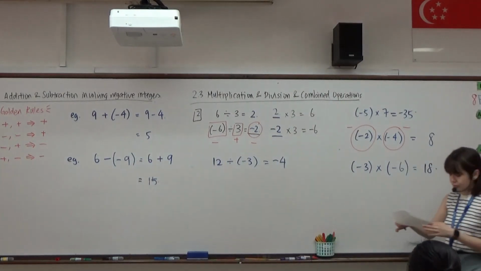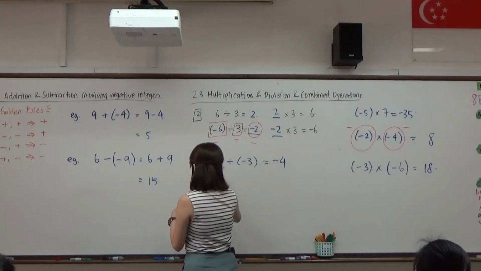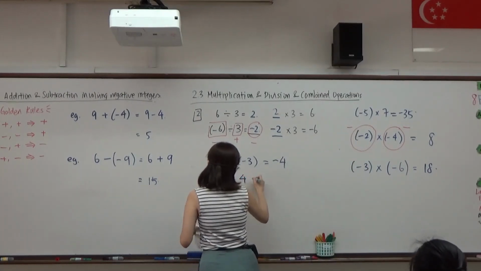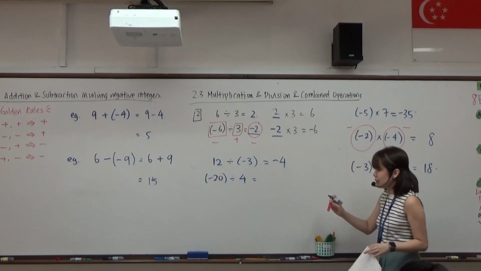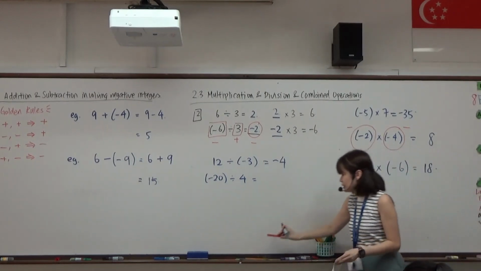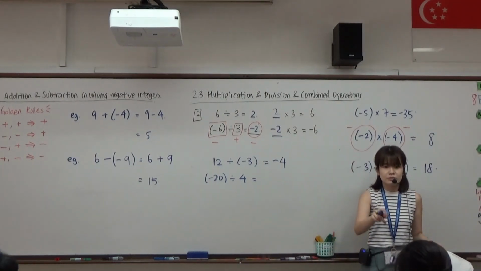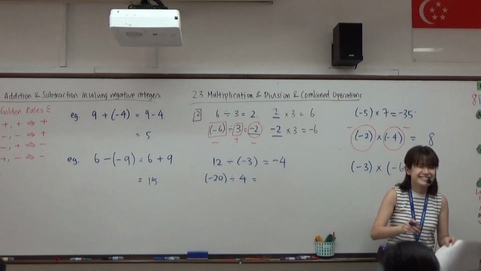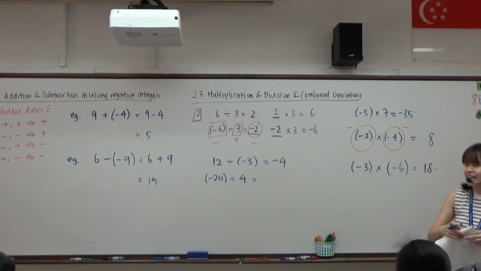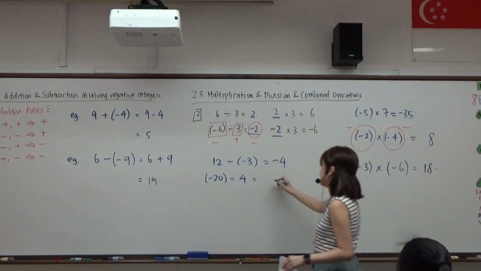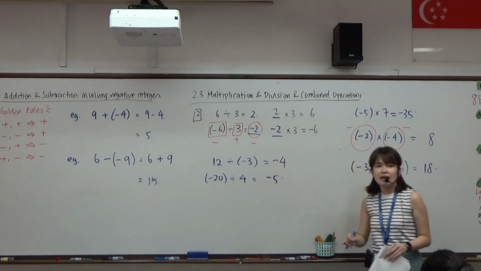Another one. Negative 20 divided by 4. Trina, what do we get? Trina is you. No, it's you. Sorry. Negative 5. Great.